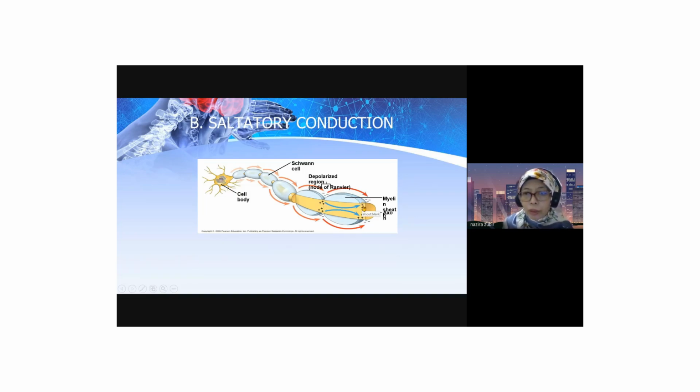Okay, look at the blue arrow here. This is the myelin sheath. It cannot travel backward. Remember, it cannot travel backward. It always travels forward. Why does it travel forward? Because the previous region undergoes the repolarization process.